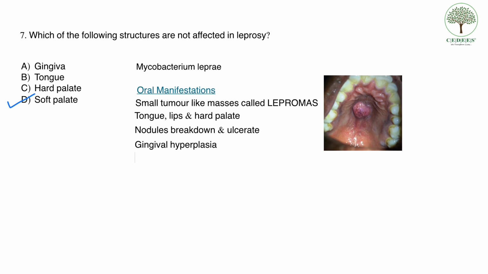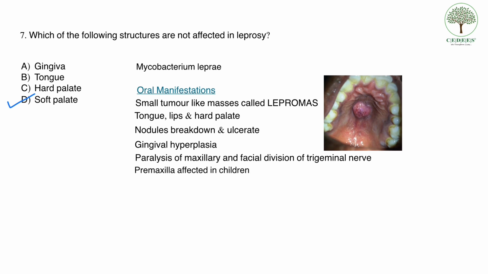Other manifestations include paralysis of facial and maxillary division of the trigeminal cranial nerve. The premaxilla, its growth is affected in children, which again will include your hard palate. And the teeth will show circumferential hypoplasia and extremely short roots.